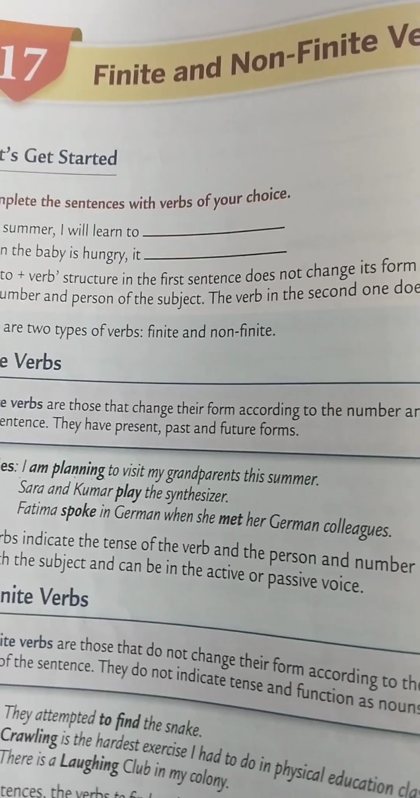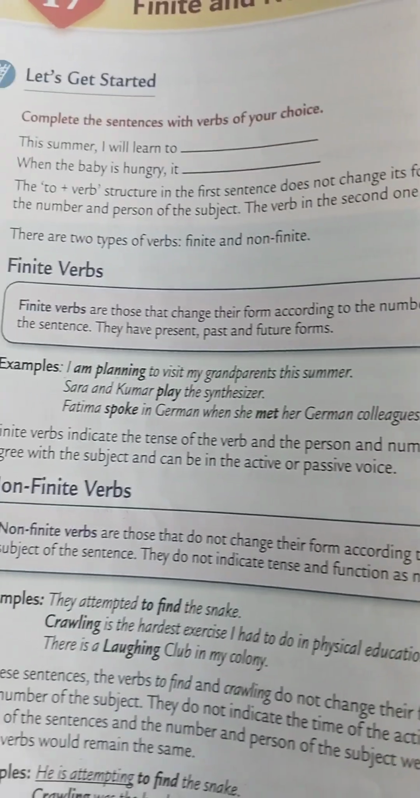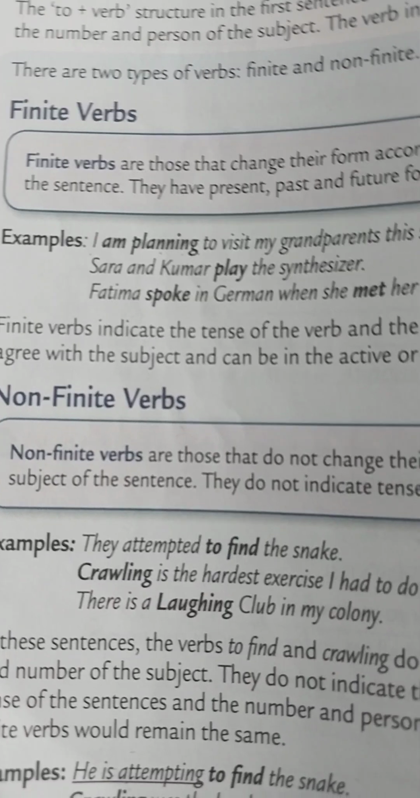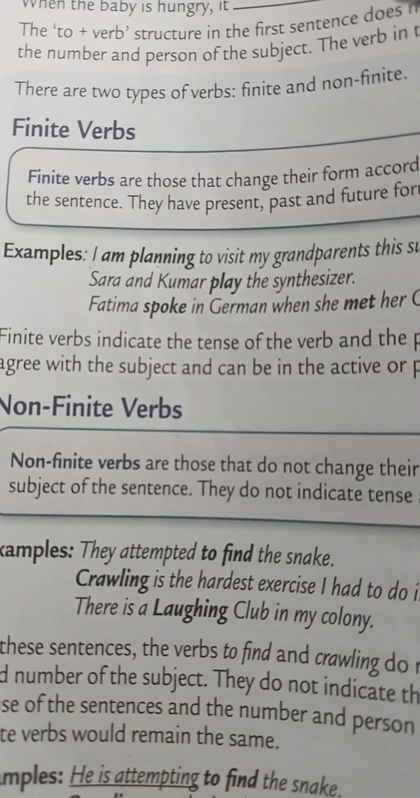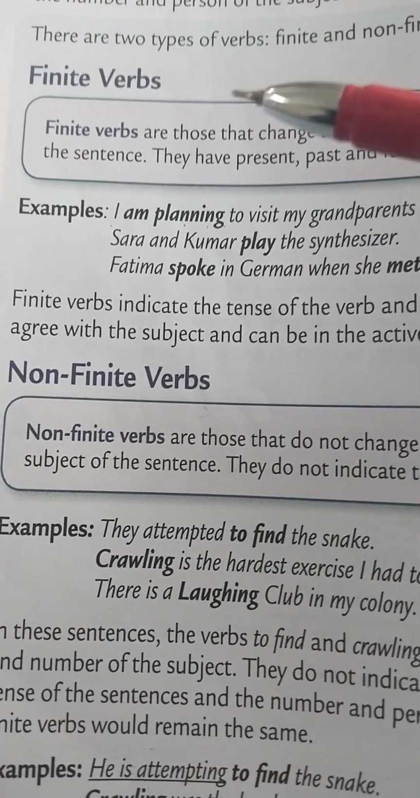Children, today we will start the next chapter of English grammar, that is finite and non-finite verbs. Now first of all, children, we will understand what are finite verbs and what are non-finite verbs. There are two types of verbs, children: finite and non-finite verbs. Now what are finite verbs?